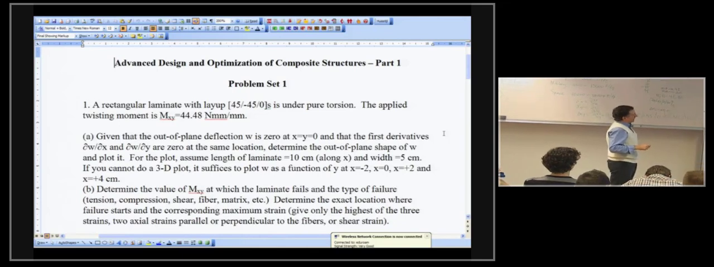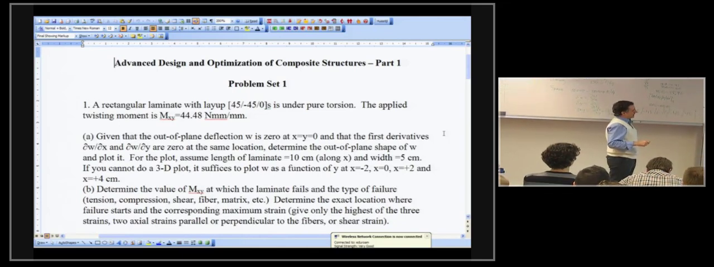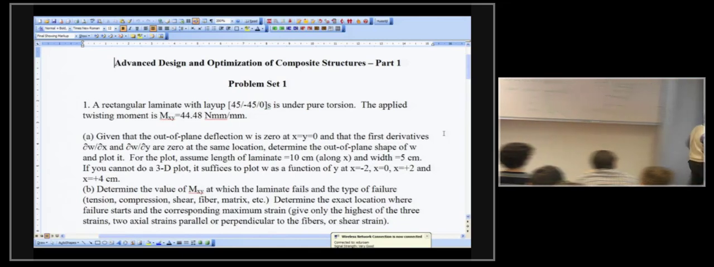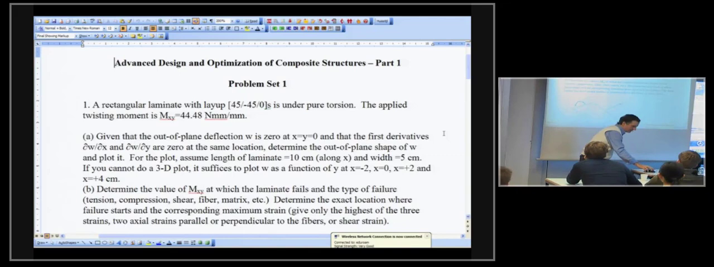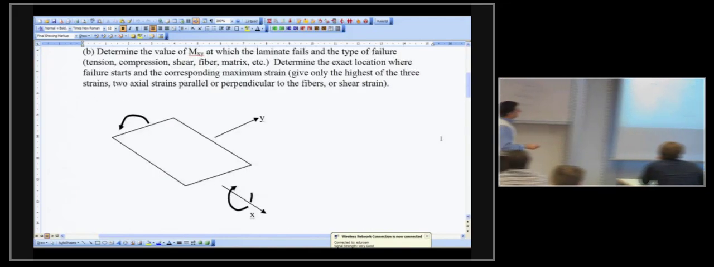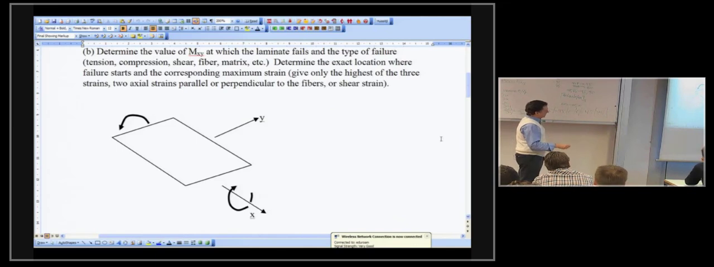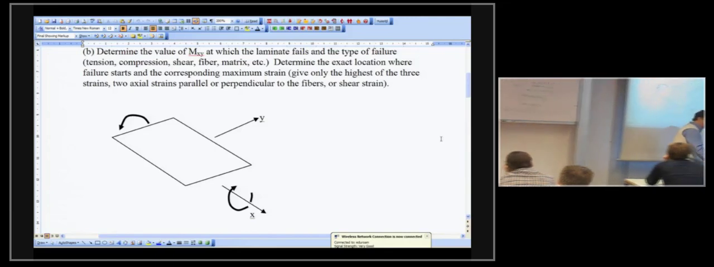We are told that the out-of-plane deflection W for this laminate is 0 at x equals y equals 0, and that the first derivatives, dw/dx and dw/dy, are also 0 at the same location. This is my rectangular laminate, x going through the center, y perpendicular here, and I have my torsion load. W is measuring deflection out of plane.